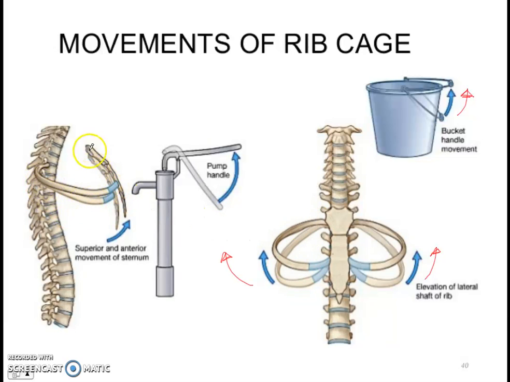If I look from the side, when you breathe in, the rib cage will swing upwards and outwards. Some people describe the movement as like a pump handle. So imagine a pump handle moving up that way. So hopefully this helps you to visualize what's happening to your rib cage during breathing.